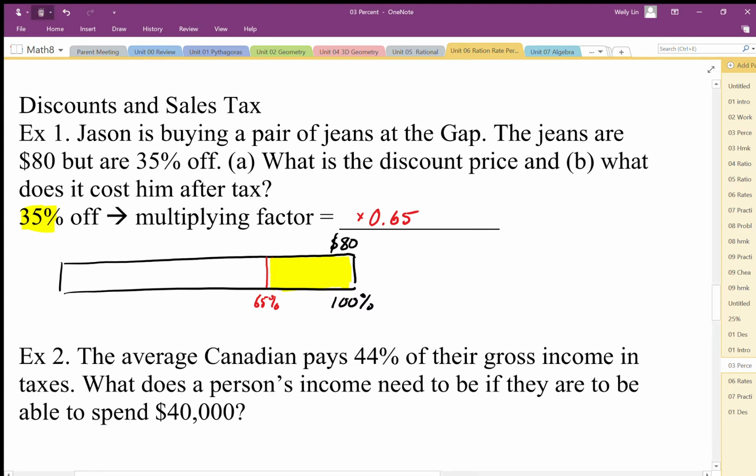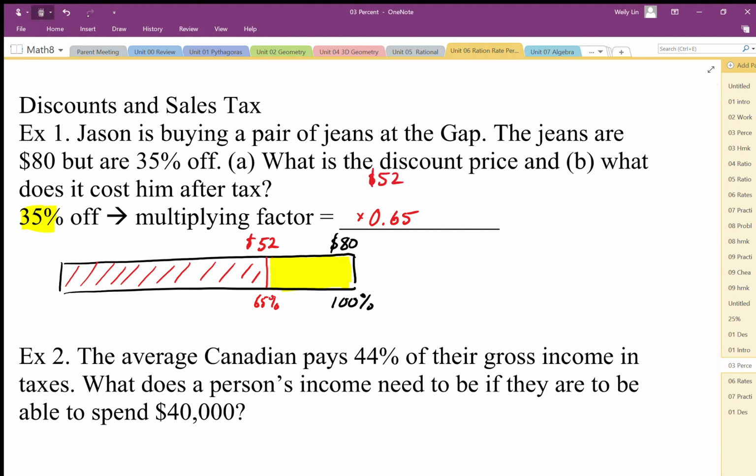So multiplying by 0.65, $80 times 0.65 gives us $52. So that represents $52. So the portion that we get charged is $52, and that represents $52 is 65% of 80. So this is the portion that I paid, the portion I'm being charged. So that is the discounted price. So that's part A. The discounted price is $52.